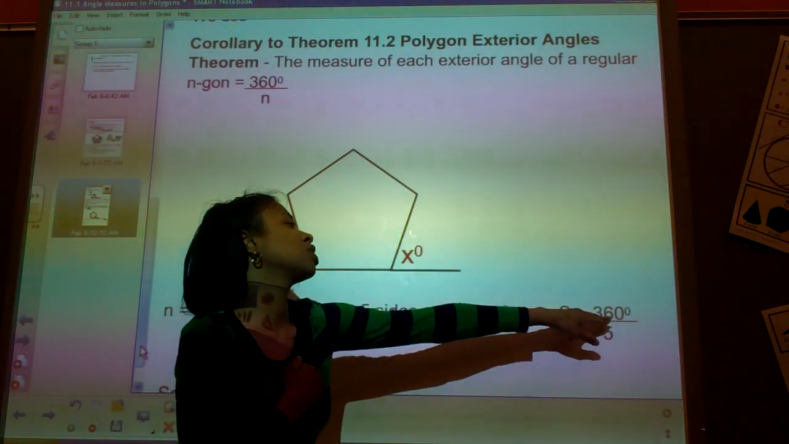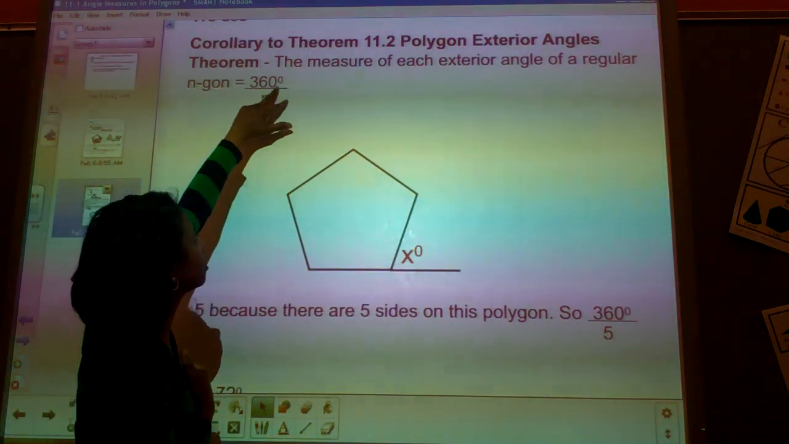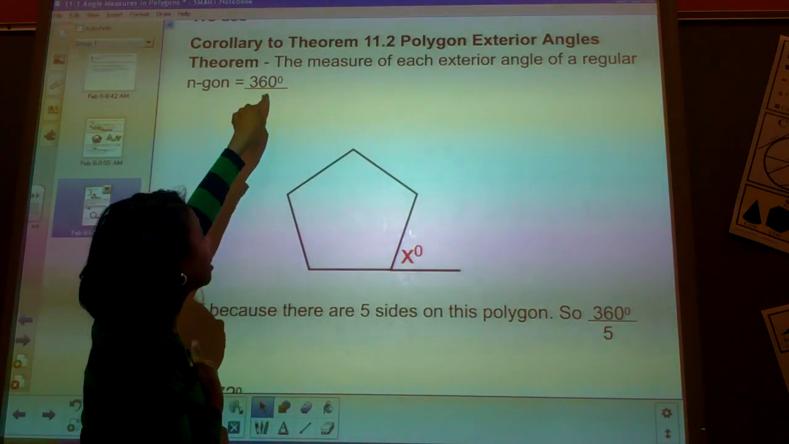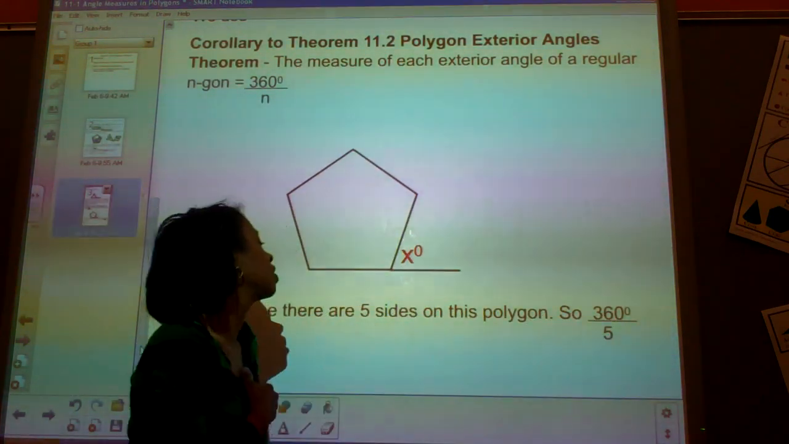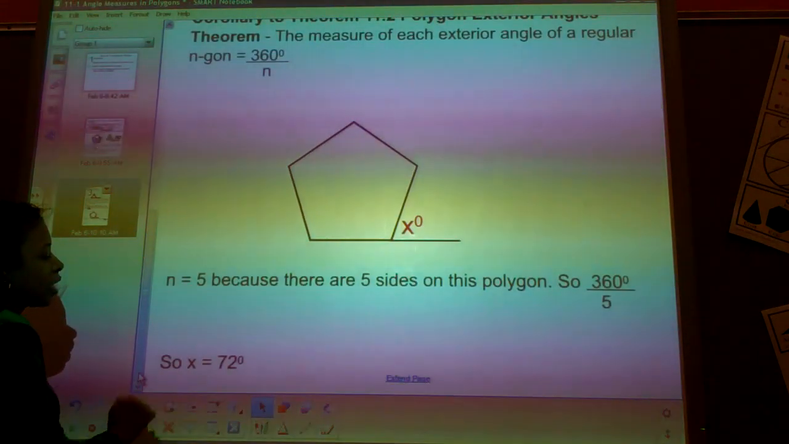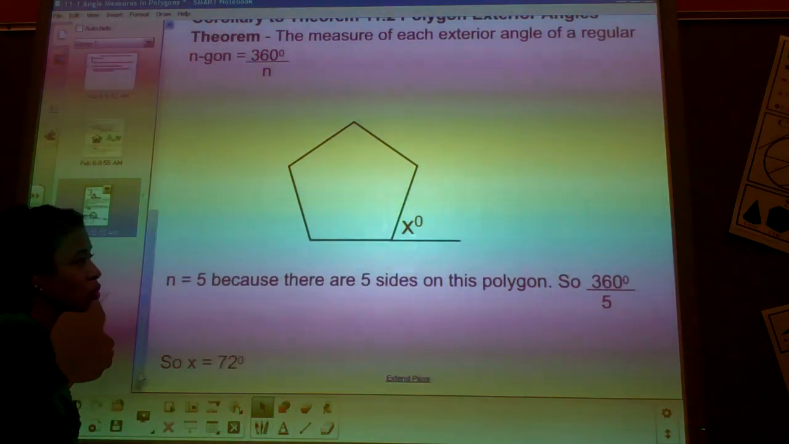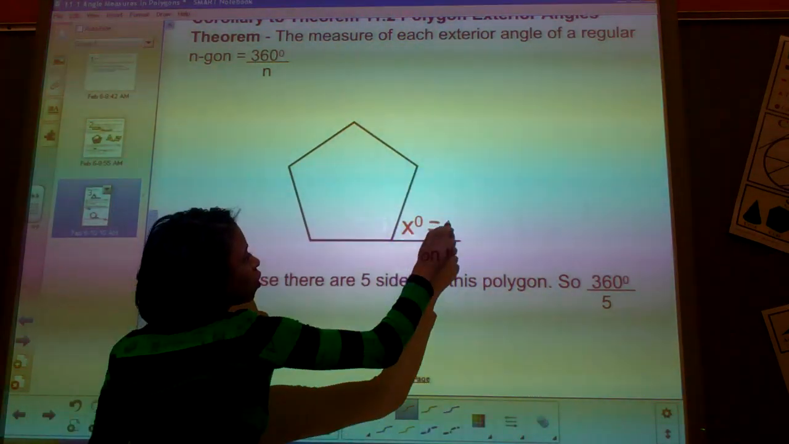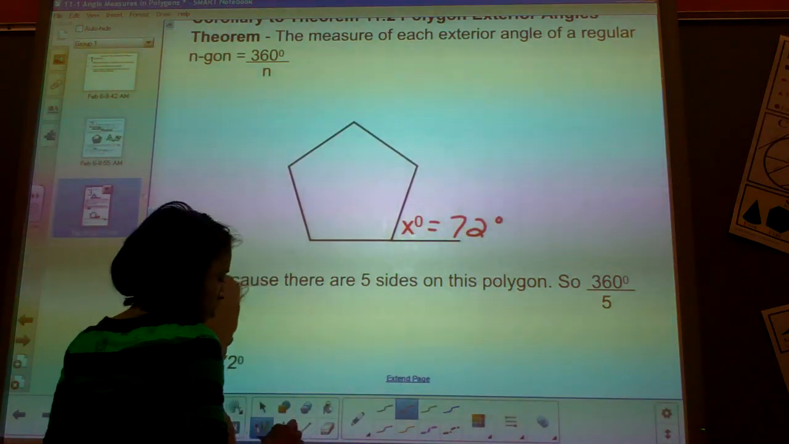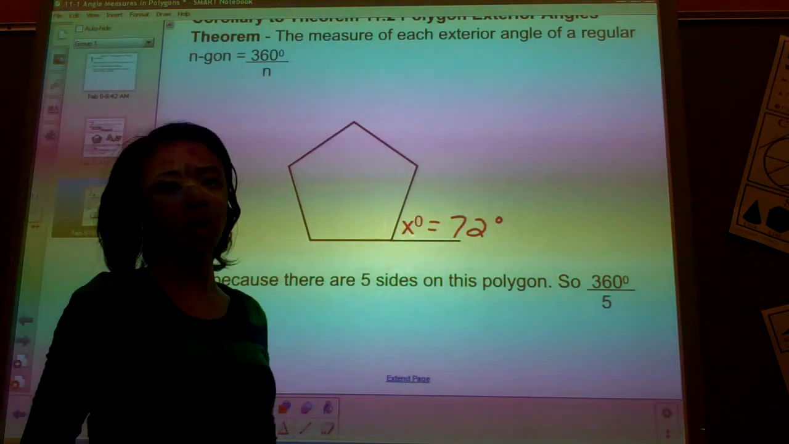So that means 360 degrees. I'm substituting here, bringing it down, where n is equal to 5, so 360 degrees divided by 5. x will be equal to 72 degrees. That means that x will equal 72 degrees. And that's your 11-1 lesson.